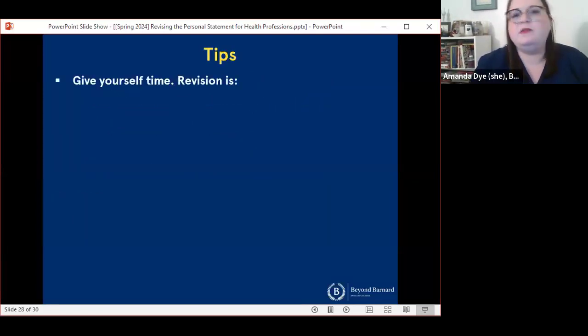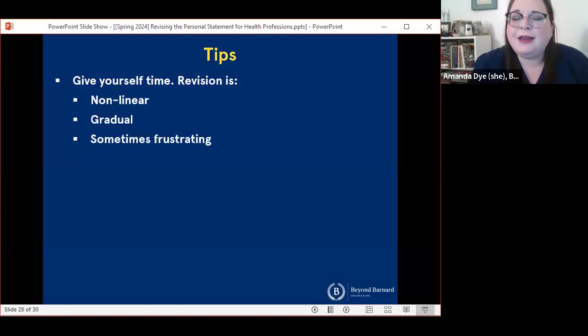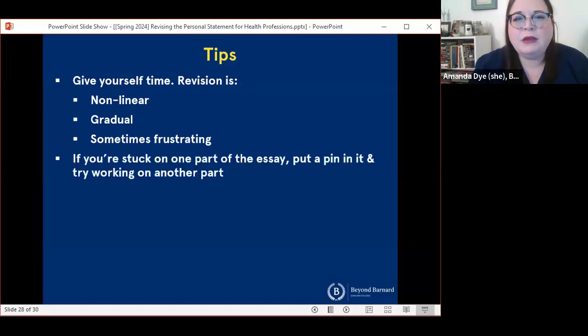Okay, a few final tips. Give yourself time for this process. Revision is not a linear process. It's very, very cyclical. You're going to have to do it again and again. It's a gradual process that really does need time to be successful. It can absolutely be very frustrating, and so you have my sympathies there. But if you need a break, take a break for a day or two and then come back to it.